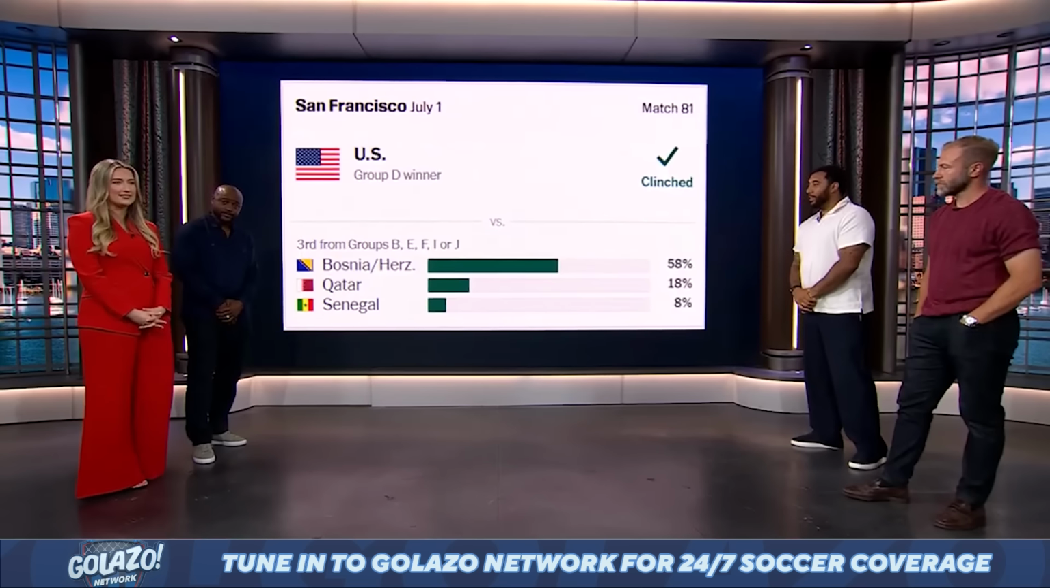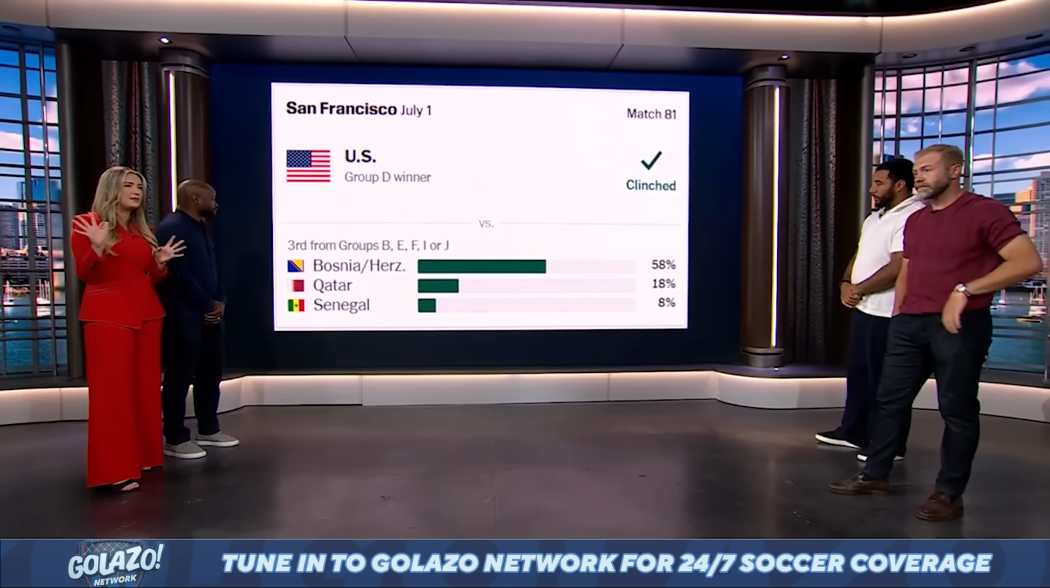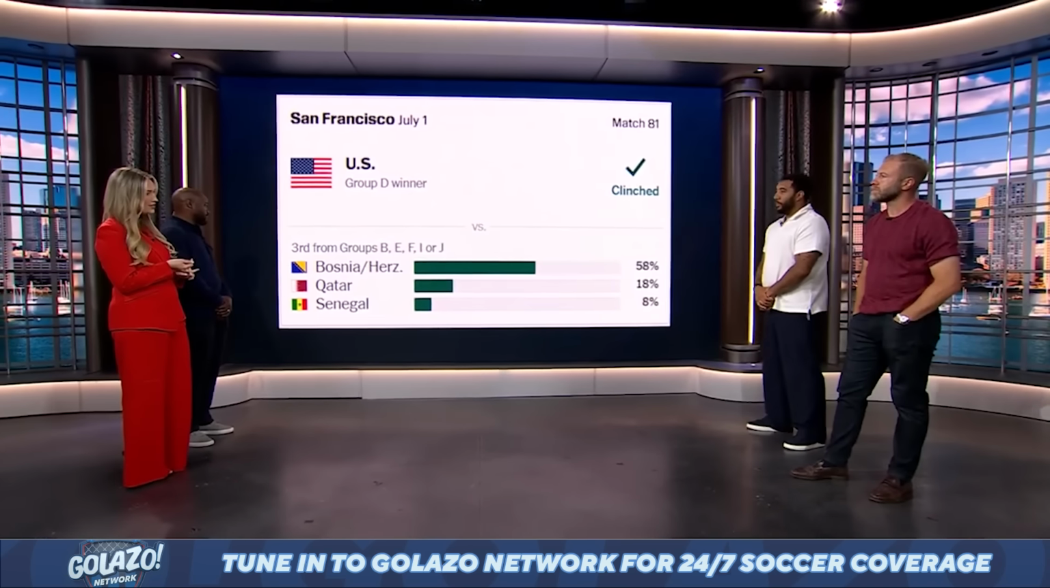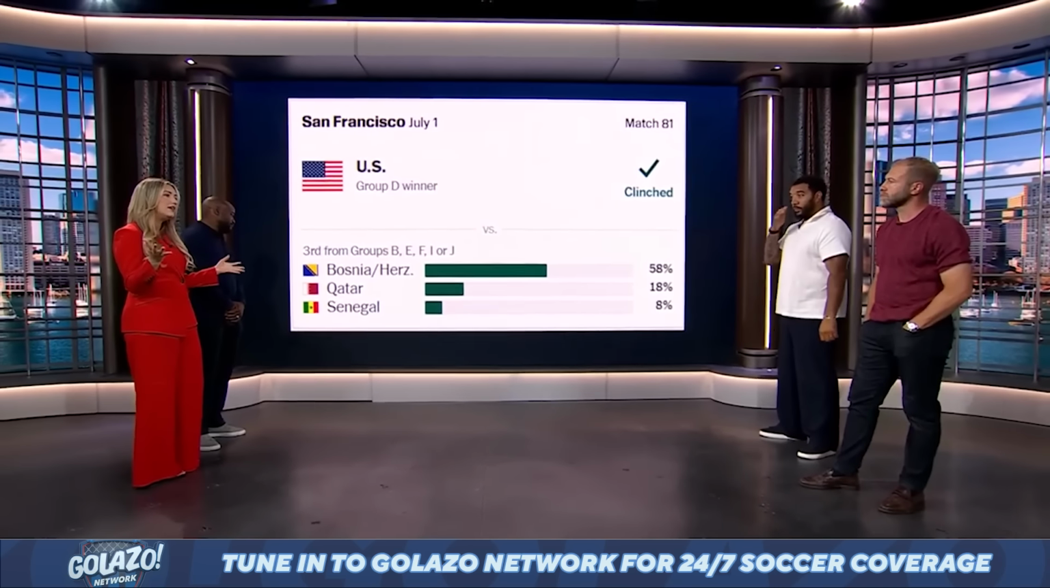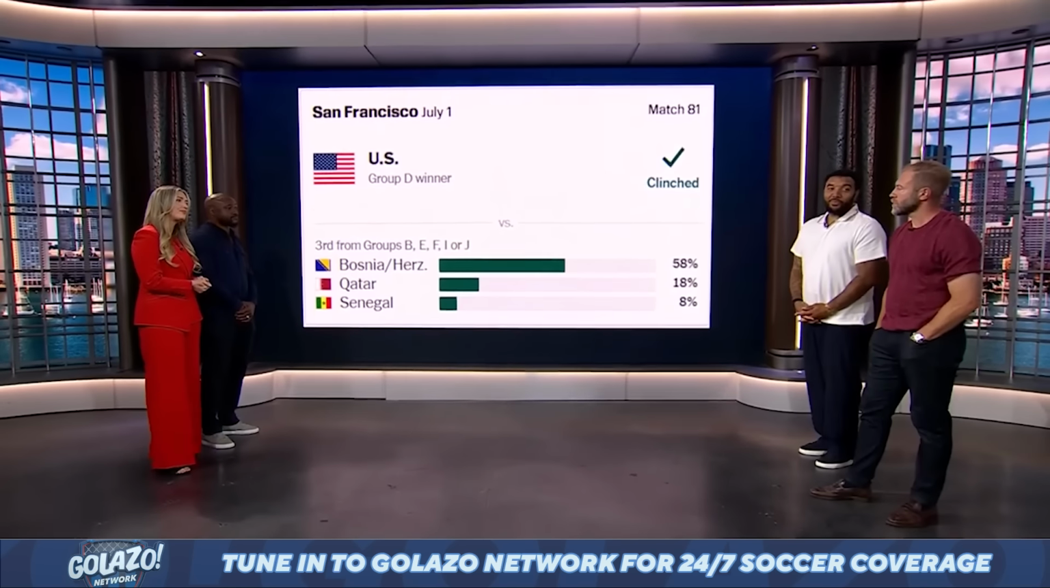Thank you very much. Okay, so that US, now that they're through, the game against Turkey doesn't really mean that much. That means the US men's national team is really going to be looking at the next game between Bosnia-Herzegovina and Qatar to see how those teams look and who they could face in that next round.